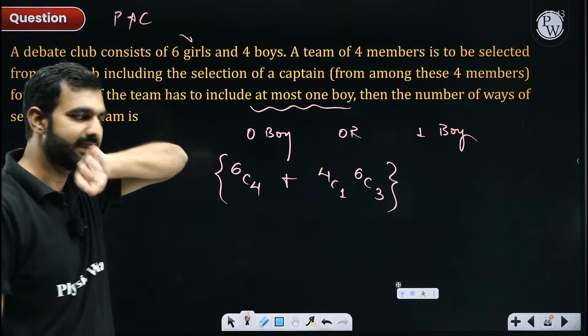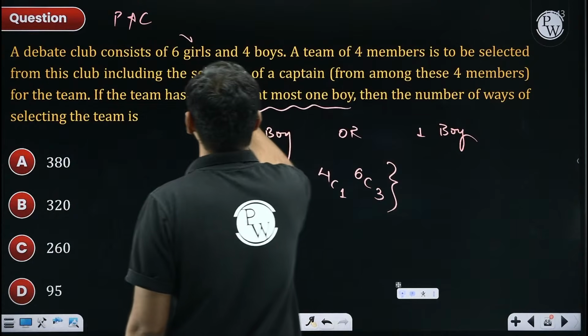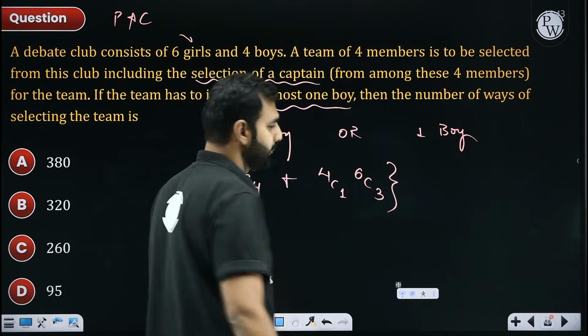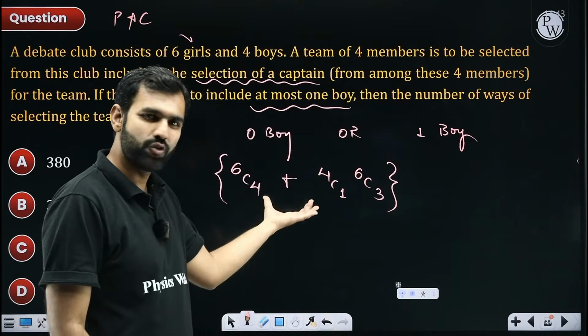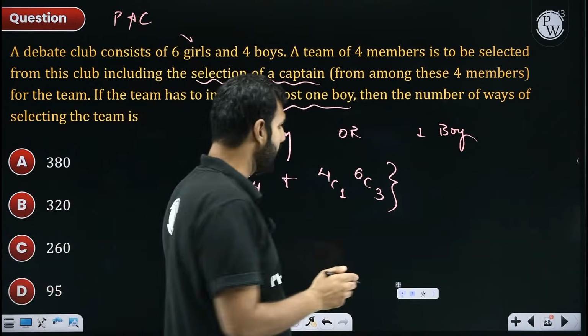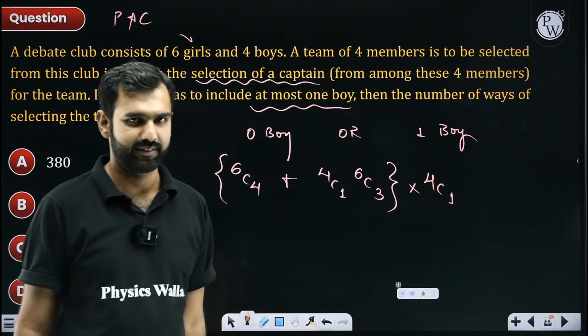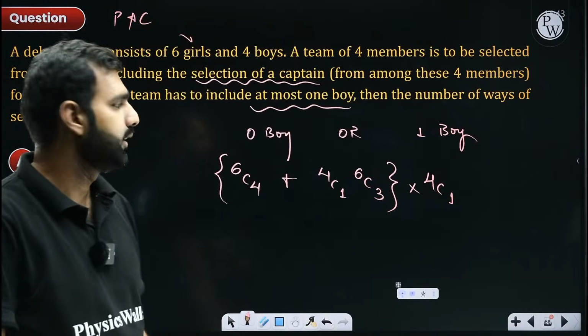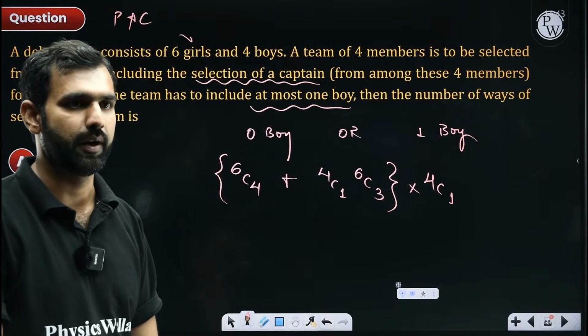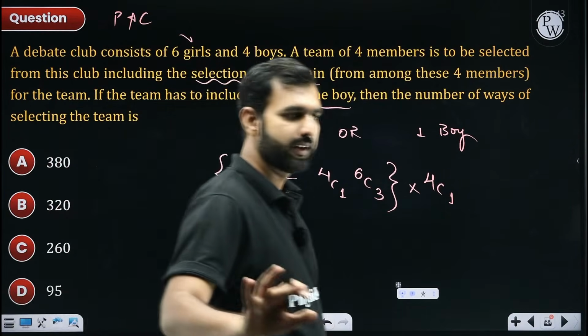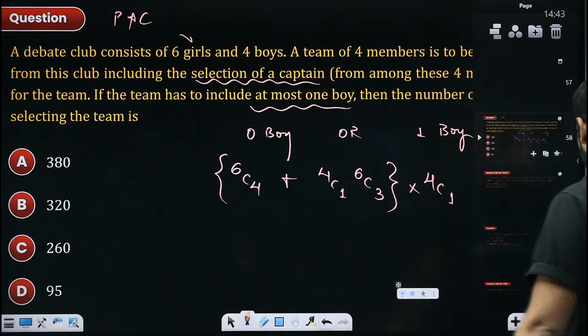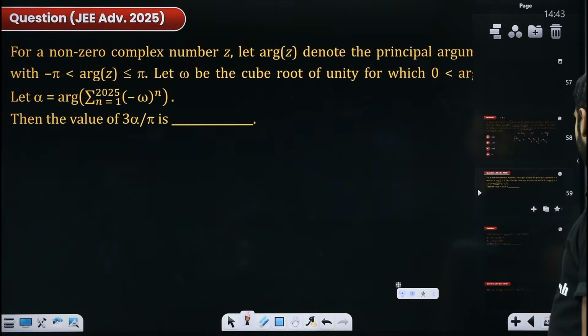But there is one point missing in this question. What is that? Sir, a captain is also needed to be selected out of these 4 members. So now I have chosen 4 members. Out of these 4 members, a captain can be chosen in 4C1 ways. Did you all get this, or shall I re-explain this part? All the participants, everybody understood that? Now from here, I hope you'll solve it by yourself and get the answer, so I need not explain.